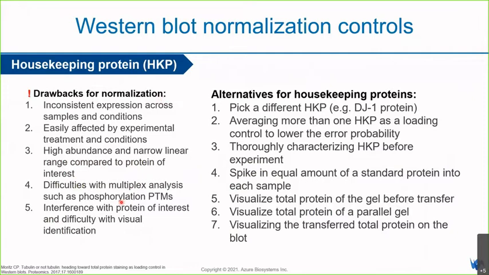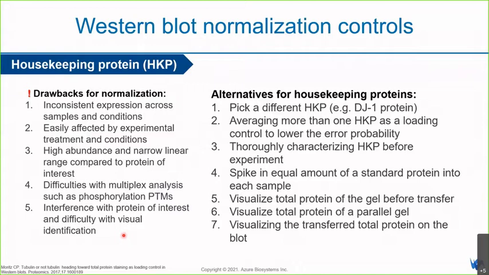There are two more challenges. Firstly, it is quite difficult if you want to do multiplexing, and it will also interfere with your visualization of the protein of interest. Let's say you are studying actin, but there are a lot of types of actins out there. In that case, you cannot use actin as your housekeeping protein anymore. You have to choose a different one. So this gives the housekeeping protein as a normalization control one more challenge.